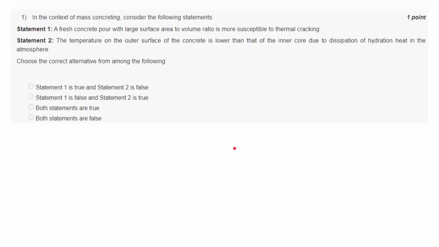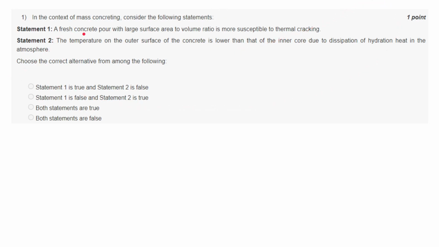And we will go through some basic problems, and thereby conclude our lecture for today. So first question is, a fresh concrete pour with large surface area to volume ratio is more susceptible to thermal cracking. Is it true or false? And secondly, the temperature on the outer surface of the concrete is lower than that of the inner core due to dissipation of hydration heat in the atmosphere.